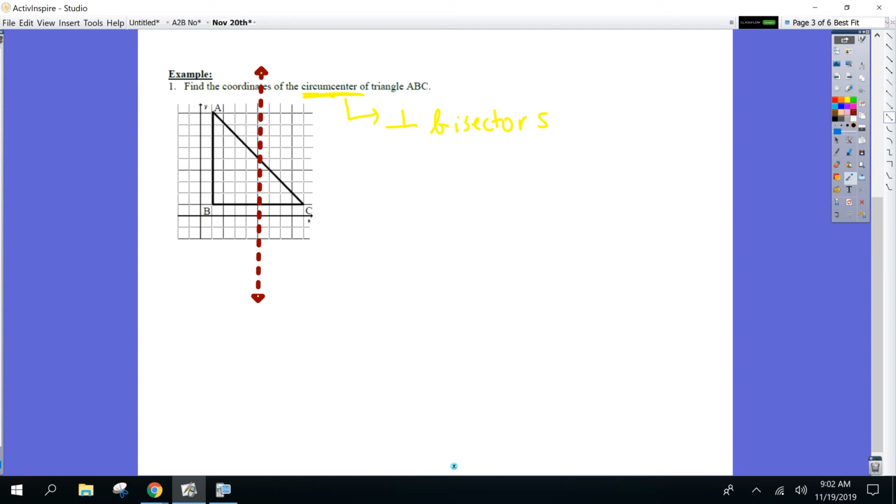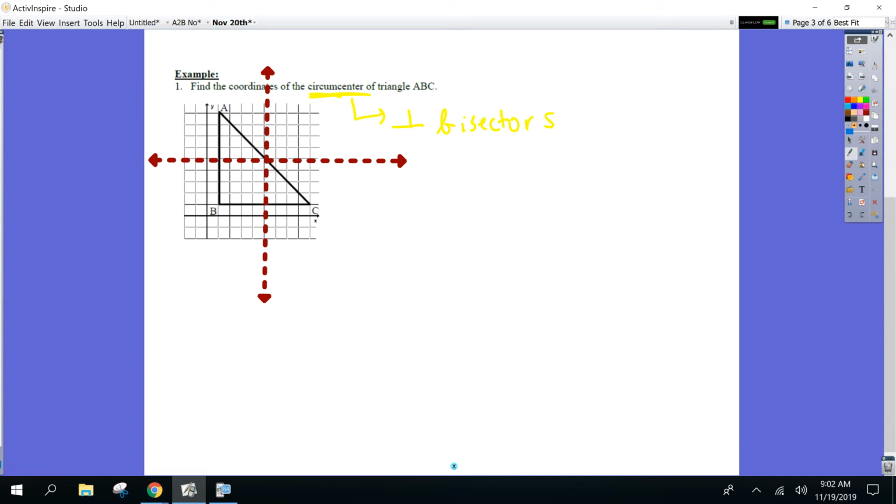One perpendicular bisector down, two more to go. Because we have to do all three and see where they intersect for the circumcenter. What's another easy one to do? AB. What type of line is AB? Don't say straight. Vertical. So what's going to be perpendicular to it? Horizontal, bisecting. It's got to go through the middle. Okay, two down.